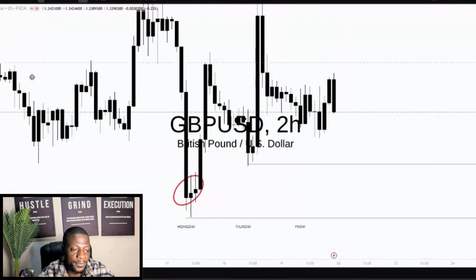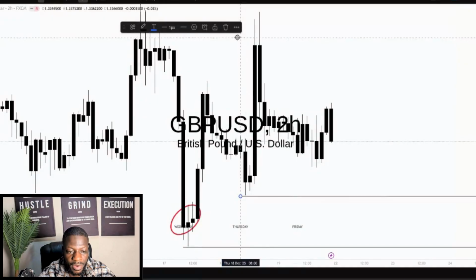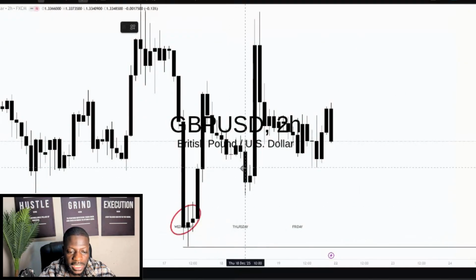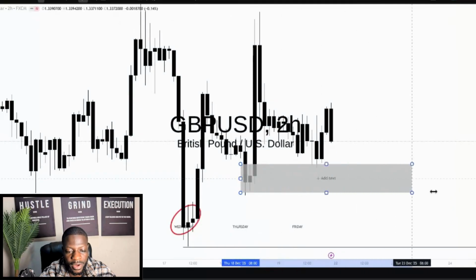because this seems to have been taken out, right? So that's how it is. So for now, my concentration will be at this level right here. What I do is that I'll get the obvious high and low of this particular candle and then take it to the right side.